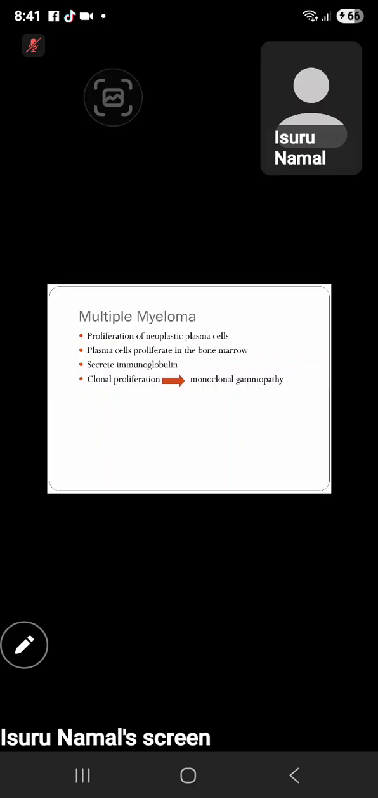What is multiple myeloma? Proliferation of neoplastic plasma cells in your bone marrow. That means the unwanted proliferation of plasma cells in the bone marrow is multiple myeloma, right? Plasma cells proliferate in bone marrow unwantedly. Then that secretes an unwanted amount of immunoglobulin because of the plasma cells. Immunoglobulins are proteins, gamma proteins.